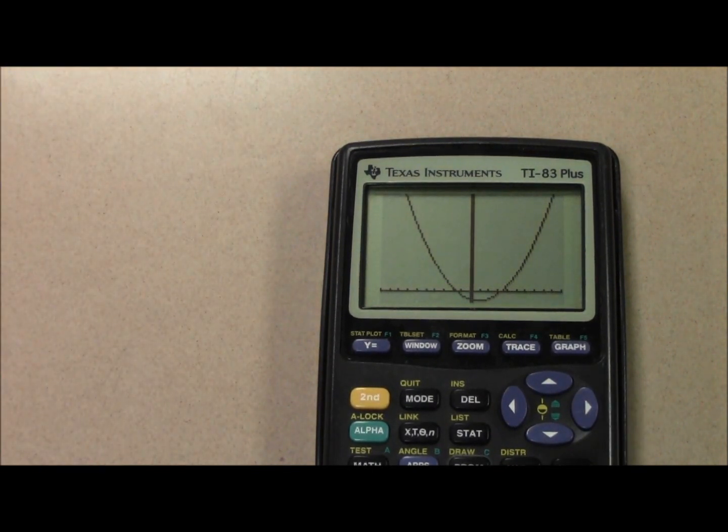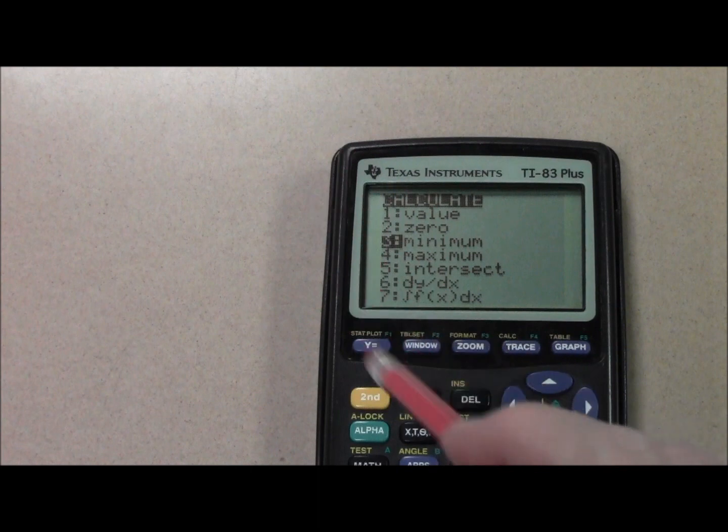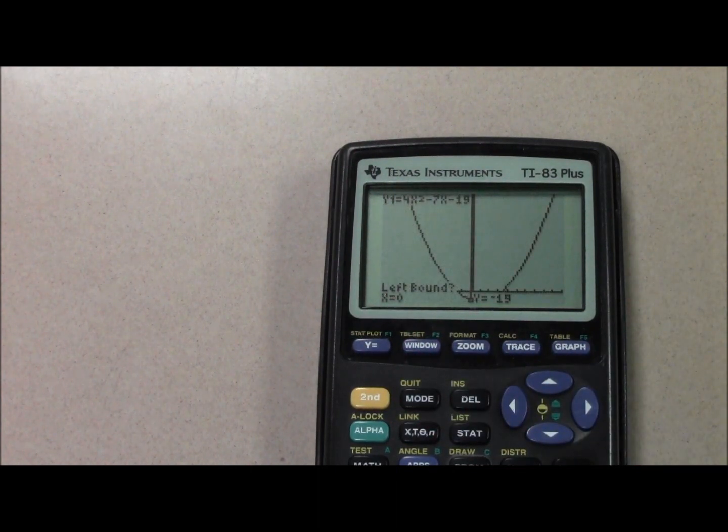So once again, it's the same exact process. In order to calculate the vertex, you'd go into second, calc, go down to minimum in this case because it was a loop down. We'll hit enter. We need to do a left bound, make sure that you're to the left of the loop and hit enter. We need to find the right bound, so use your cursor until you make sure that you're to the right, hit enter once again, and there is our minimum point or vertex point.